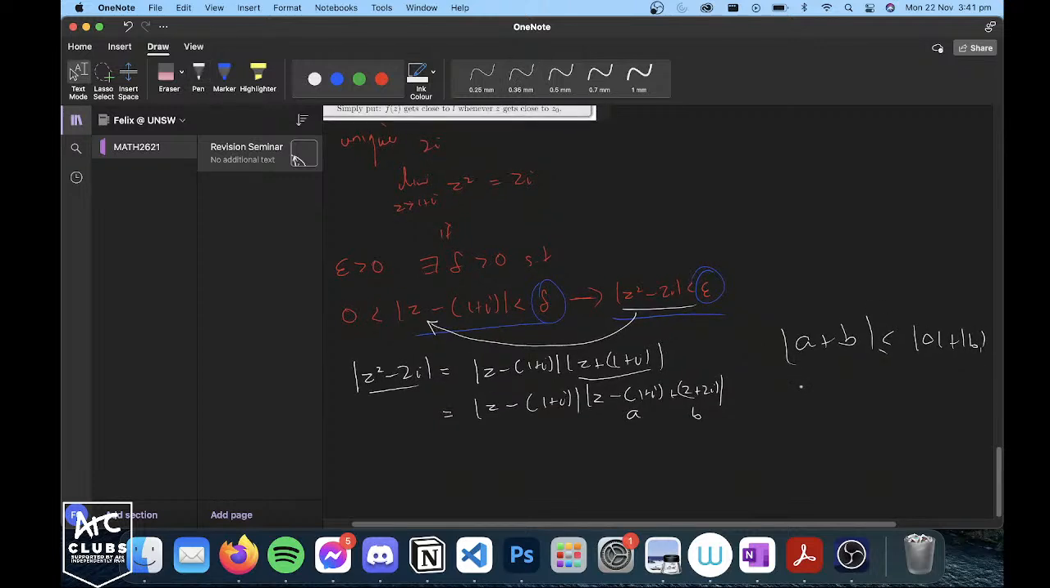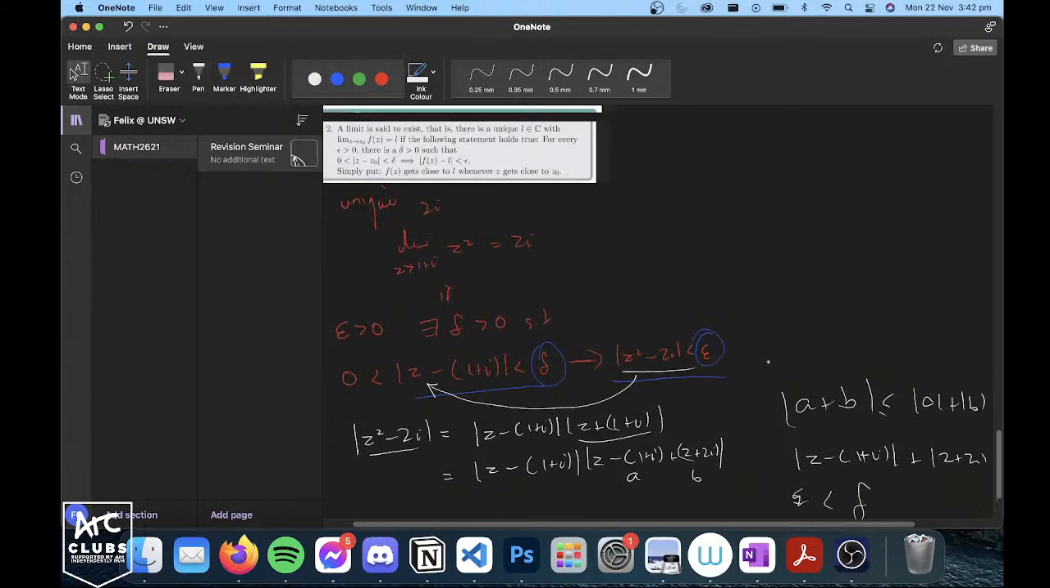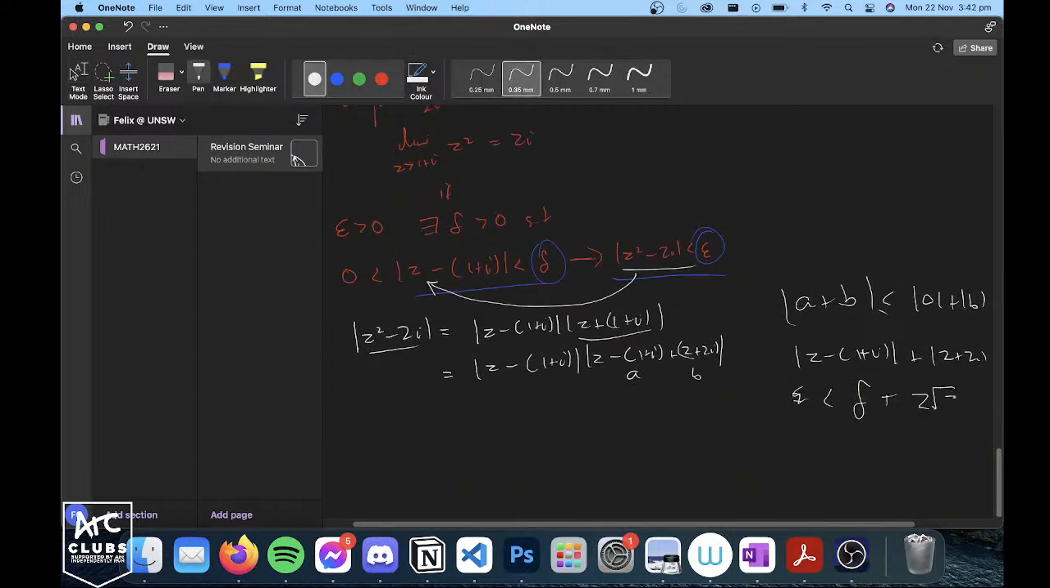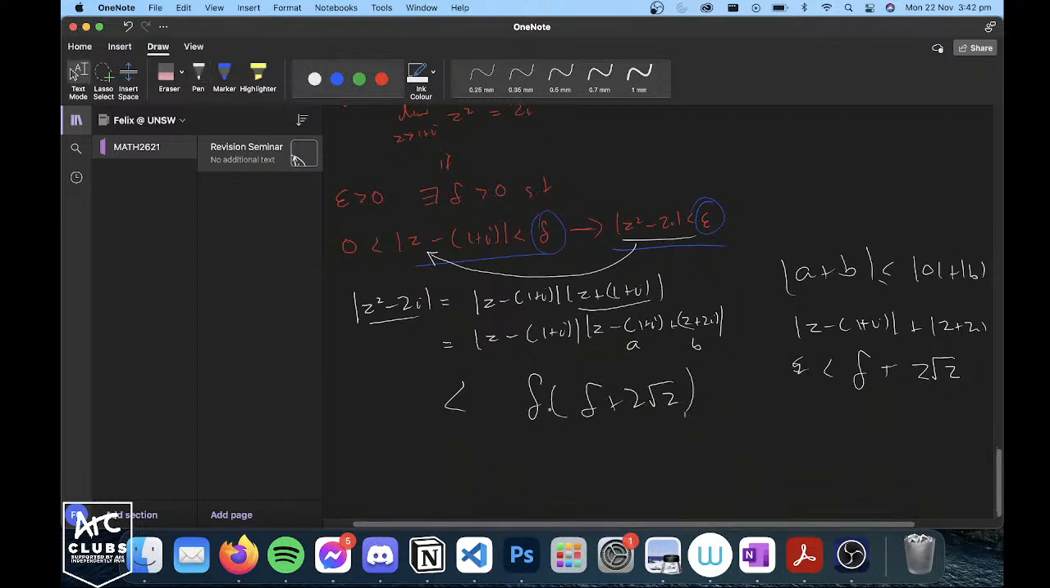Okay, and so we get that it's less than or equal to A plus B, and what's A and what's B, right? So A is the modulus of Z minus 1 plus i, plus the modulus of 2 plus 2i, which is less than delta, because remember this, plus the modulus of this, which is 2 root 2. And so what that comes down to is this is actually less than delta times by delta plus 2 root 2. And the goal for this is to be less than epsilon.